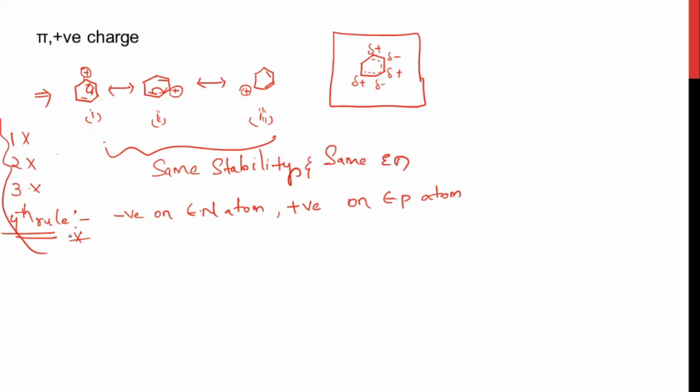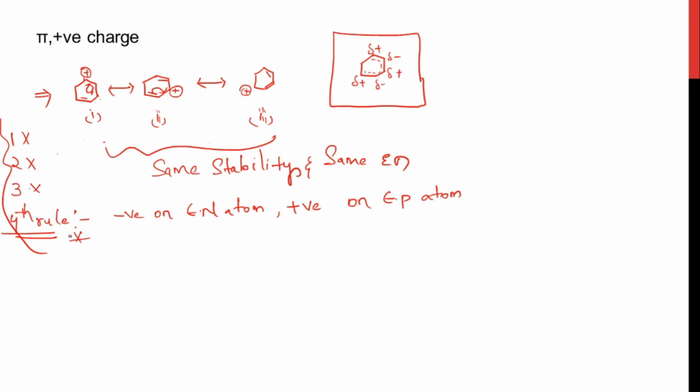Understood? So these are the four rules you need to apply to get the order of stability. Even after applying these rules, if you did not find any difference between the resonating structures, then those particular resonating structures would have the same stability and the same energy.